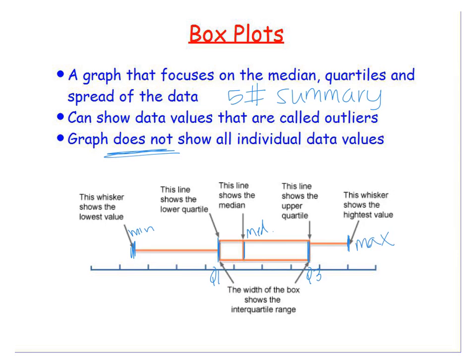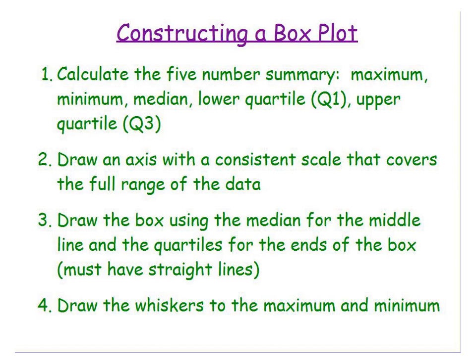So how do we make a box plot? Well, the first thing you need to do is calculate the 5-number summary the way we learned earlier. You need to find your maximum, minimum, median, lower quartile, and upper quartile. Then you need to draw an axis with a consistent scale that covers the full range of the data. If your minimum is 30, you don't have to start at 0, you can start at 30, but that scale has to be consistent.